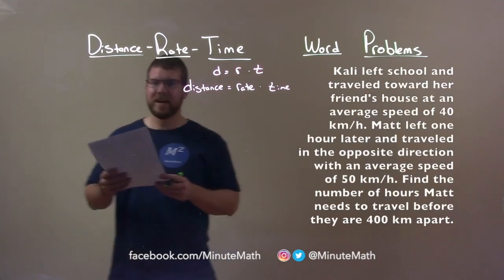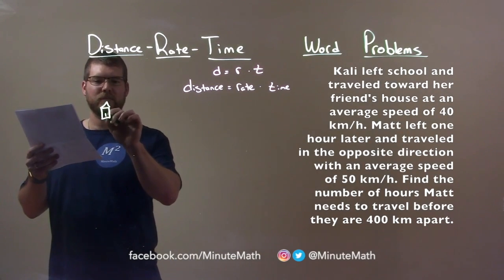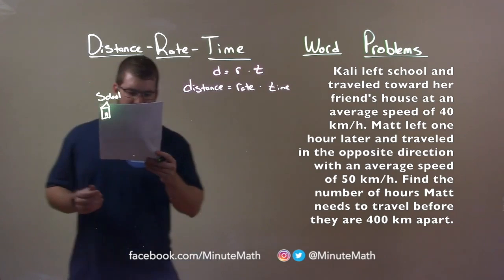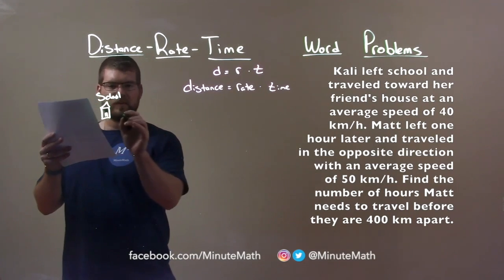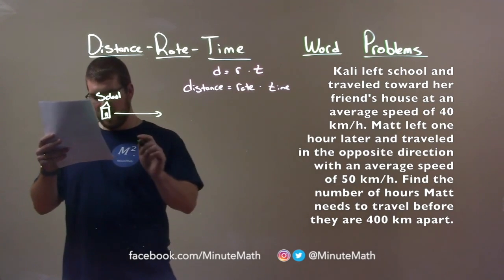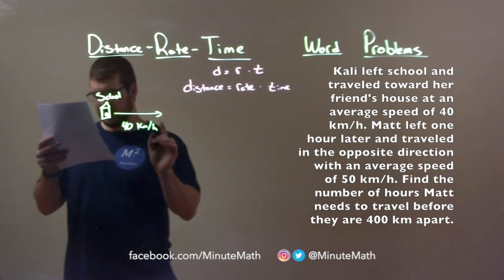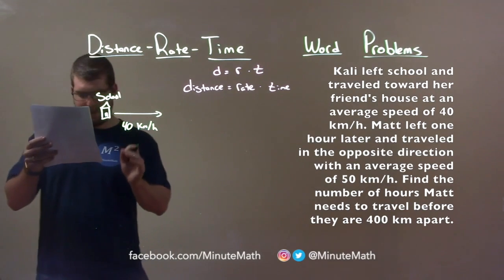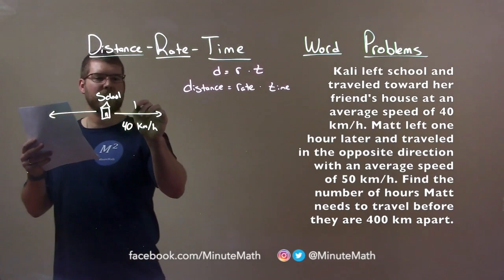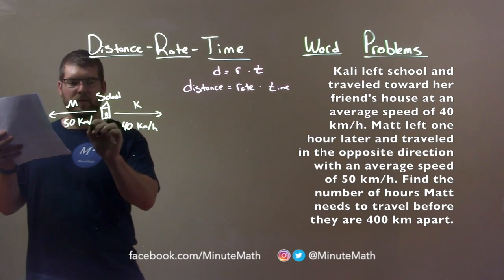Okay, so let's get a little visual here. We have our school. Let's draw a little house, our school. They told us Callie left school and traveled toward her friend's house. So she goes this direction, and her friend's house is somewhere over here. She's traveling 40 kilometers per hour. They also tell us that 1 hour later, Matt left in the opposite direction from school. So Matt is going this way. So we have Callie, and we have Matt. Matt's traveling at 50 kilometers per hour, okay?